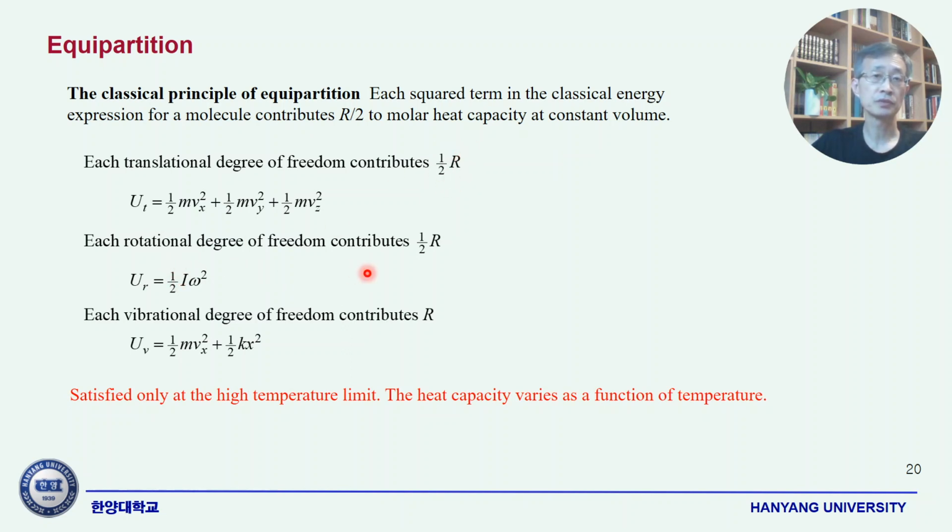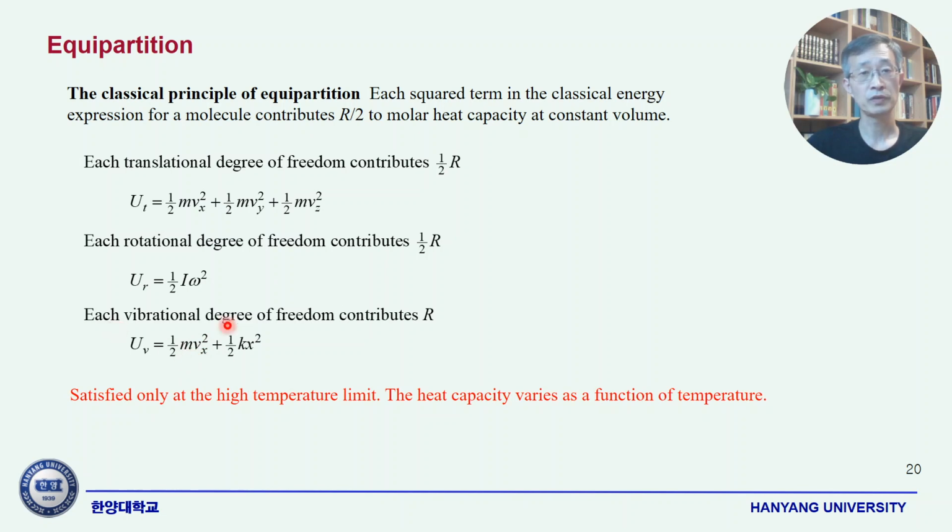For the rotational degrees of freedom, each rotation is expressed by 1/2 I omega squared, where I is the moment of inertia and omega is angular velocity. So each angular velocity contributes 1/2 R. In the vibrational case, there is a kinetic term and also a potential term. The potential energy is 1/2 k x squared in one dimension, and the kinetic energy is 1/2 m vx squared.